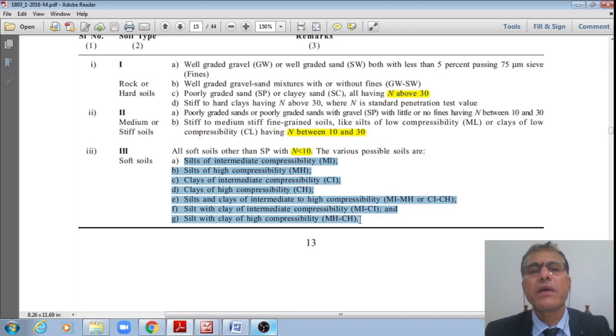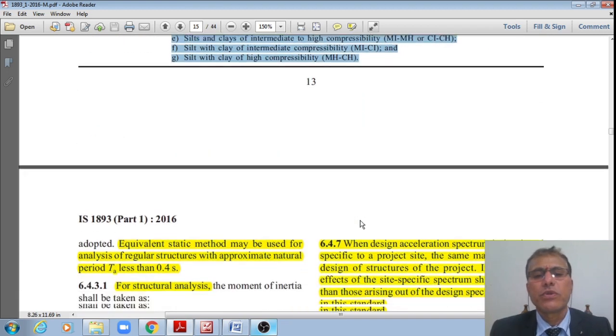Silts of intermediate compressibility, notated by MI, so on and so forth. Others are MSCI, CH, MI, MS, etc. Now you just go through this.